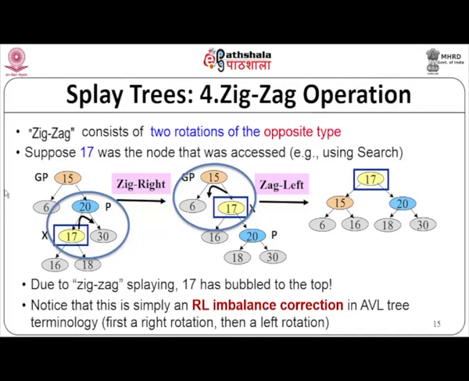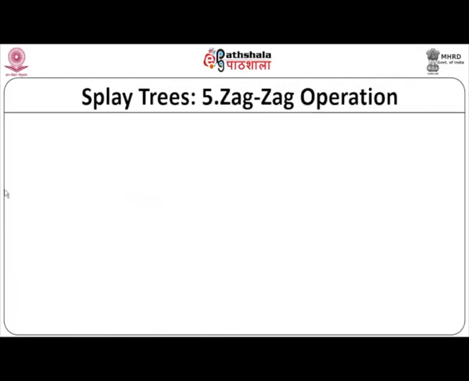Now, if you look at both these cases of opposite types, that is zag-zig and zigzag, in zag-zig we did a left first and a right next, in zigzag we did a right first and a left next. In both these cases we first did the rotations in this way, and in both these cases the tree has become more balanced on the whole. So, these are the two double rotation cases we have seen. Now, we go to the zag-zag case.